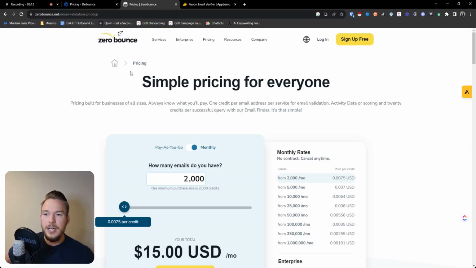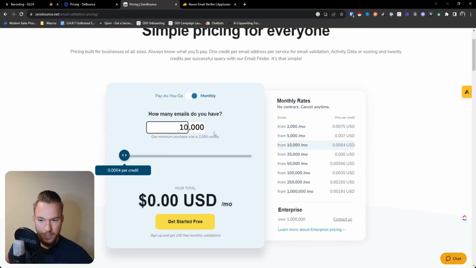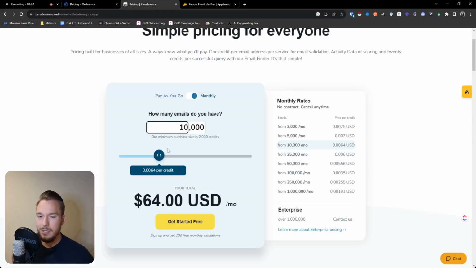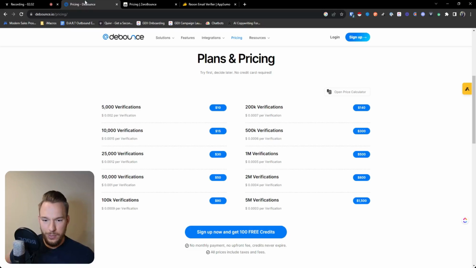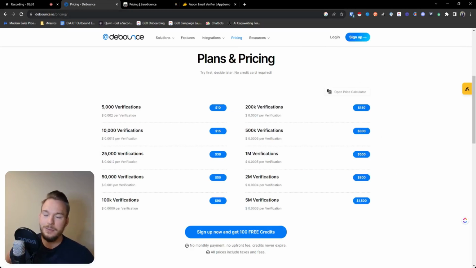Okay, great. Zero Bounce, I would say, is probably the market leader as far as email validation goes. It's really, really good. The only problem is that it's pricier. If we want to look at 10,000, it's $64 there and $15 here. What's the difference between these? Is Zero Bounce really 4 times better at email verification than Debounce? No, it's going to be marginal.